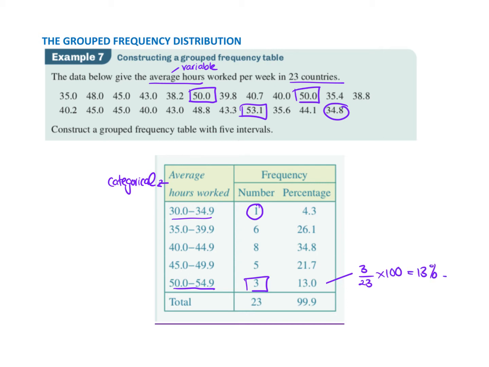Okay, so just be careful though, even though it originally began as numerical data collected, they have now displayed it and changed it into categorical data by putting it into categories like that. And this would be ordinal because you've got 30 to 35, 35 to 40 and so on.